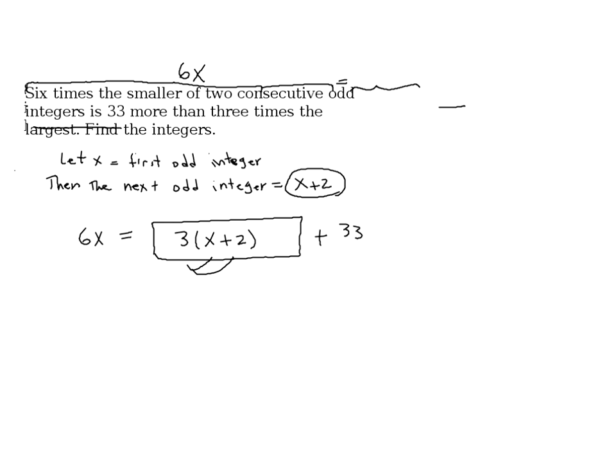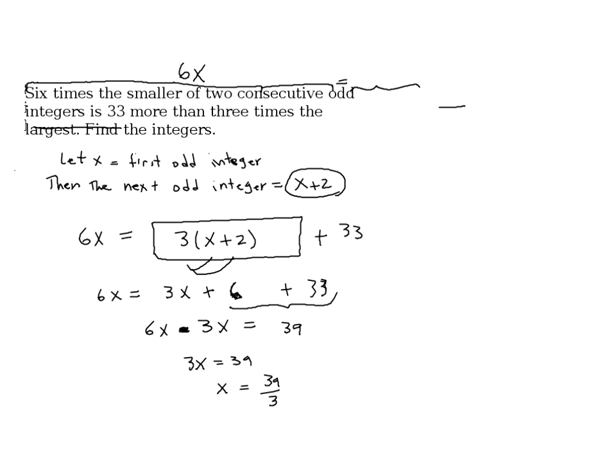Once you get to this point, the rest is pretty simple. You distribute, and you get 6x is equal to 3x plus 6 plus 33. Subtract 3x from both sides, and add these two up, you get 39. You get 3x equal to 39. This is how you solve for x: x equals 39 over 3, which is equal to 13.